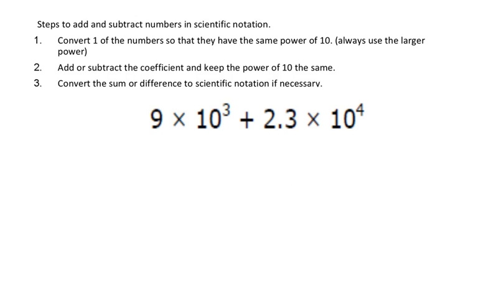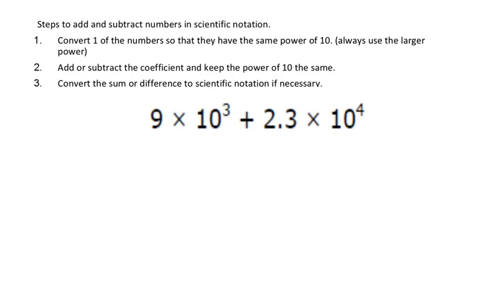Okay, so we're going to get right into it, but the first thing I want to remind you is that the number in front of the power of 10 in scientific notation is called a coefficient, and the number with the exponent is called the power of 10. Just a quick reminder, okay?